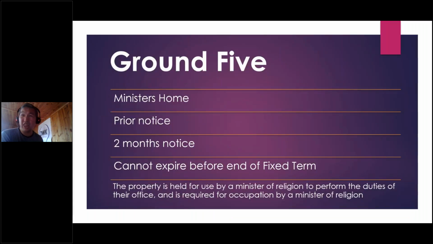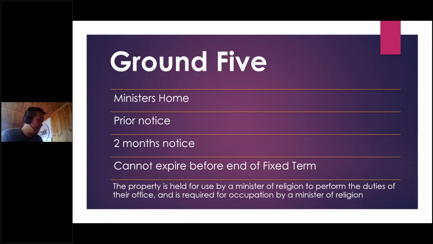Ground 5, again, unlikely, but as an agent, for example, you may deal with the churches. I know quite a few of my clients have churches as landlords. So ground 5 is a minister's home. Again, you need to give prior notice that you may seek possession under this particular ground, which obviously as a letting agent you will know. If it's owned by the church, there might be a good chance that the church may want the property back for religious purposes or employment purposes in terms of rehousing their flock, if that's the right way of saying it. So 2 months notice, can't expire before the end of the fixed term.